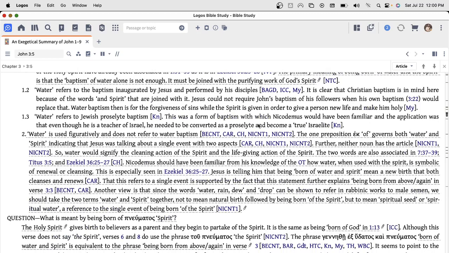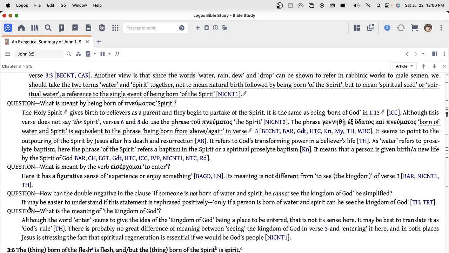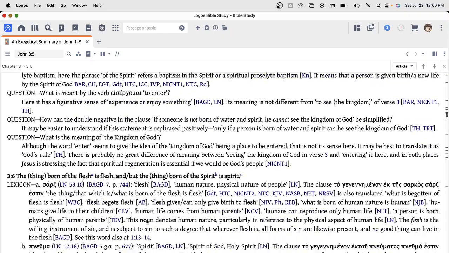So it says here, you can look at that. What does it mean to be born of the pneumatos, the Spirit? And it's going to walk you through these things. What does it mean to enter the kingdom? These are all things that a lot of times maybe we don't think about and we take it for granted. So the thing about this commentary is it really will force you to think through a passage. What does it mean? It's going to force you to go, what is this passage saying? What is the meaning of the kingdom of God? Have you ever wondered and really even thought about that? And it's going to give you different things here and talk about them.